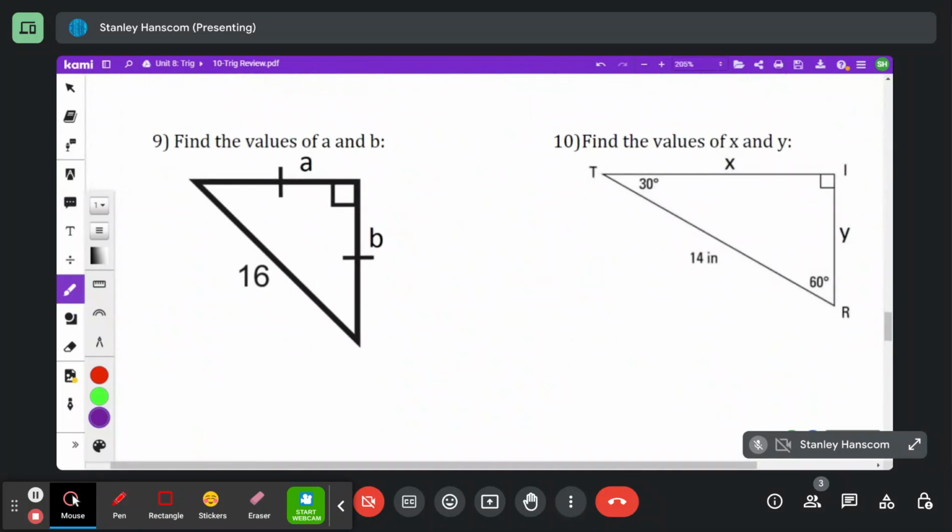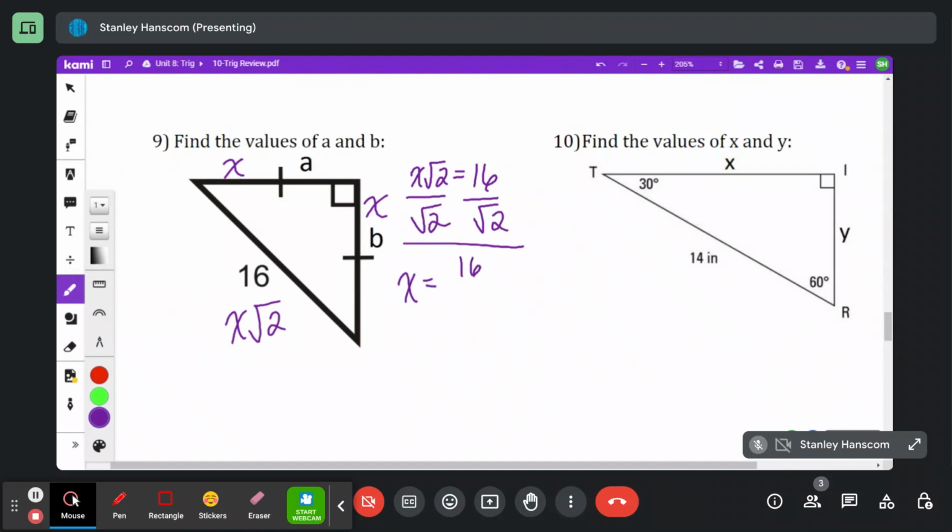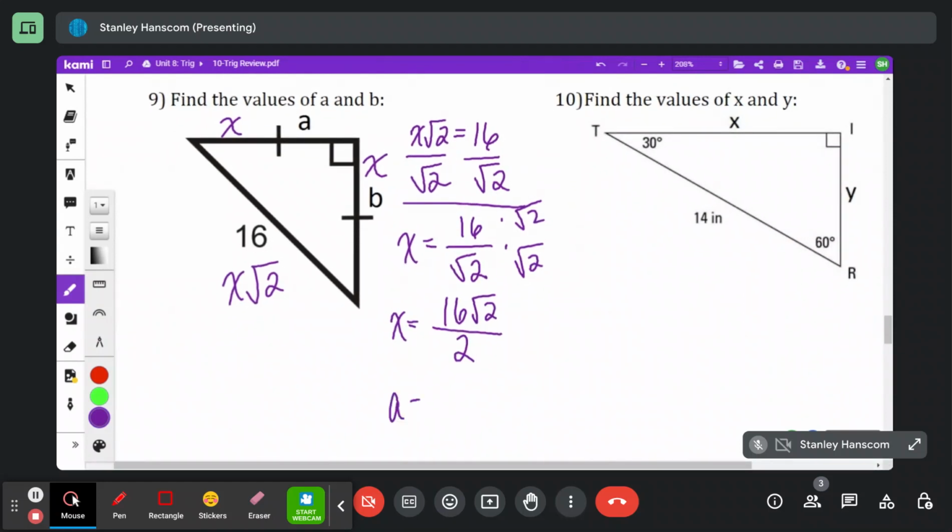What we can see for question number 9 is we have a 45, 45, 90 triangle. So that is in the ratio of x to x to x radical 2. So in this case, both a and b are our x values. That means x radical 2 is equal to 16. So I can solve for both a and b at the same time by doing that division. I have to rationalize this though. So I multiply the top and the bottom by a square root of 2. 16 radical 2 over 2 is my value, but that can be reduced, so a and b are both 8 radical 2 units long.